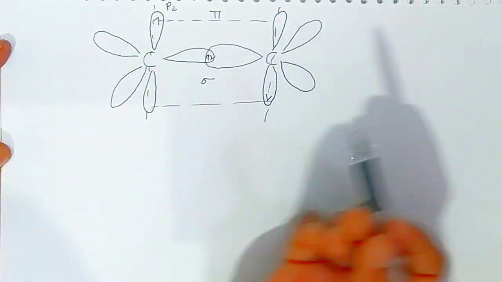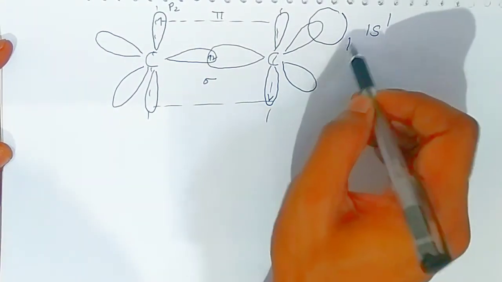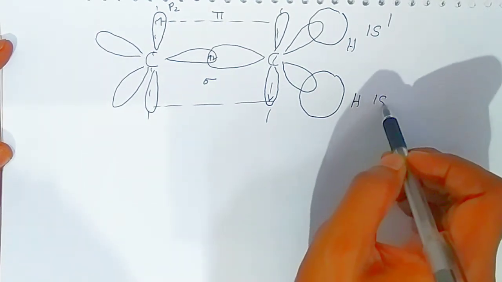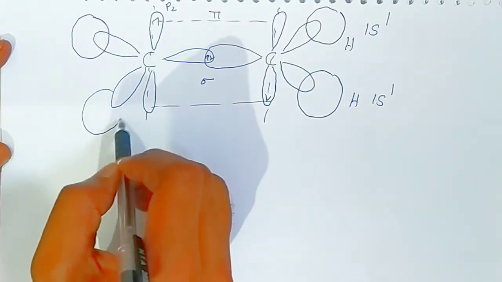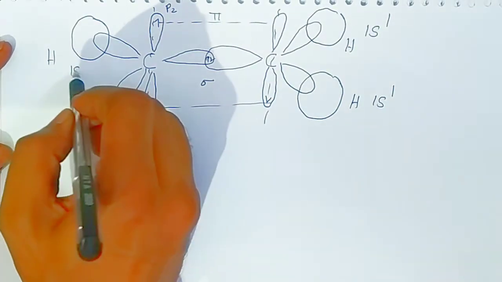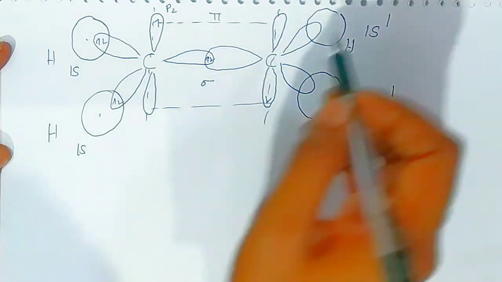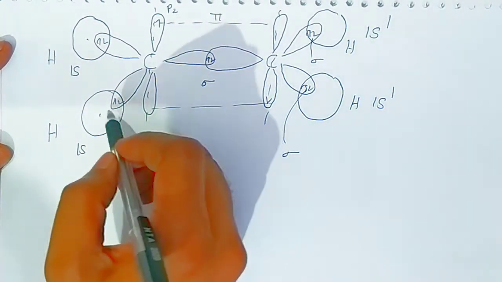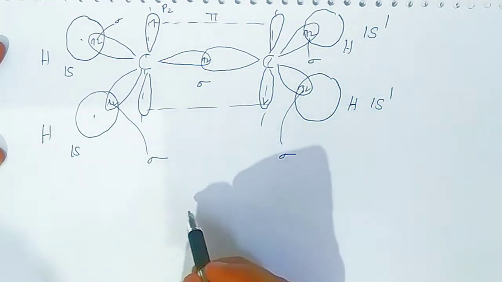Now what happens, students, when four hydrogen atoms having 1s1 orbitals, these are the hydrogen 1s1 orbitals, they will overlap. Four hydrogens containing 1s orbitals will overlap and form 4 sigma bonds. This is the first sigma bond, second sigma bond, third sigma bond, and this is the fifth. In total we have 5 sigma bonds in the ethene molecule.